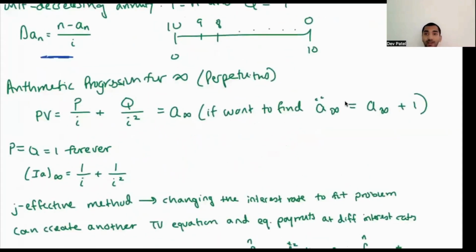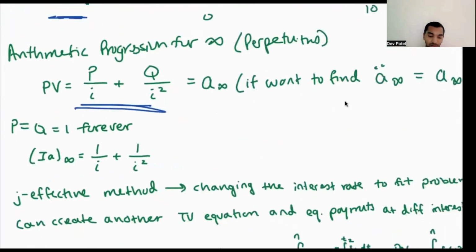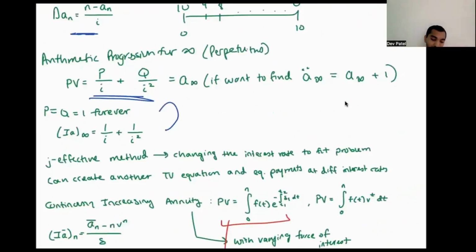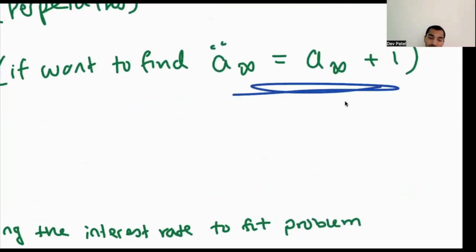There's also arithmetic progression for when we have an infinite number of payments, and this is the formula for that. For example, if the common difference is 3, and it's 3, 6, 9, 12, and it just keeps going forever, then this is the formula for that. Now if P equals Q, in that case 3, 6, 9, 12, then P equals Q equals 1, and we can use 1 over I plus 1 over I squared, which is essentially a generalization of the above formula. Again, if you want to find annuity immediates versus annuity dues, you can use the relationship that we talked about before.